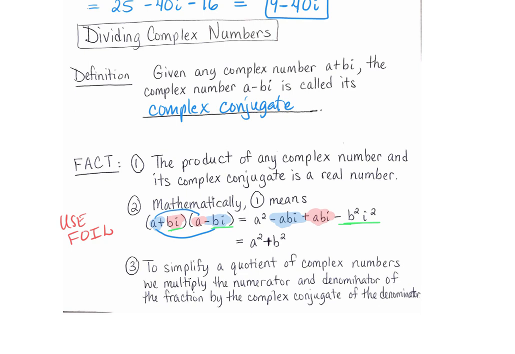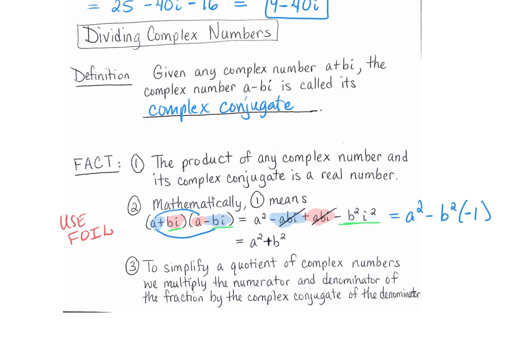But we can see here that these are opposites, so they cancel out, right? And then we know that i squared is what? -1. Good. So this gives us a squared minus b squared times -1. But when you're subtracting a negative, that becomes a positive, right? So that gives us a squared plus b squared, which is a real number because we assumed a and b were real. Okay, so that's important to remember.